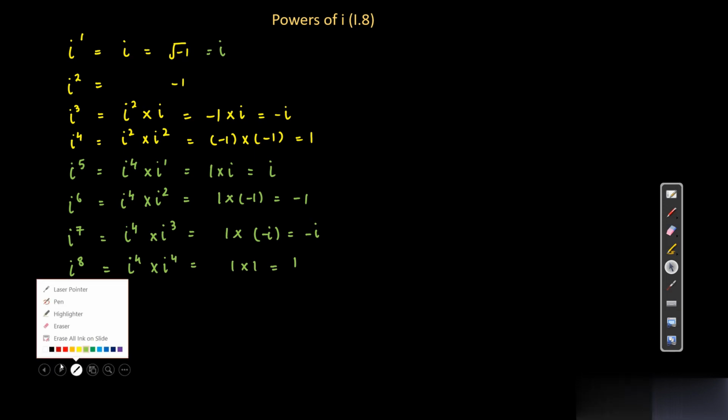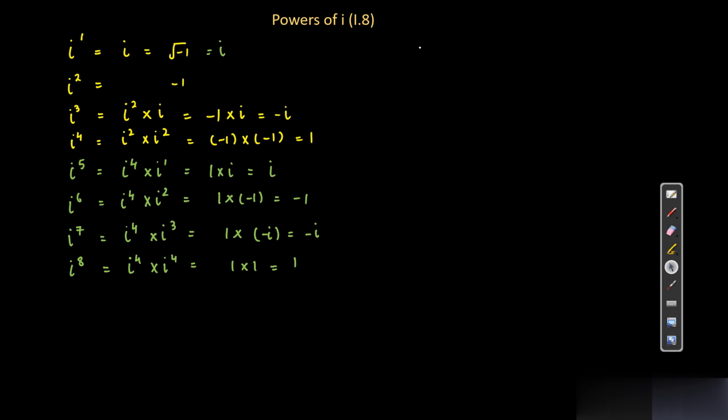So if we just talk about the general forms, if the power is a multiple of 4, what will you get? 4k, that is 1. Perfect. If the power is 4k plus 1, which was the case for i raised to 5, then you'll get i. And if we have i raised to 4k plus 2, then you'll get negative 1. Then i raised to 4k plus 3, we'll get negative i. And here k can be any integer.